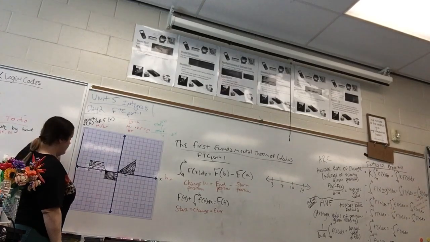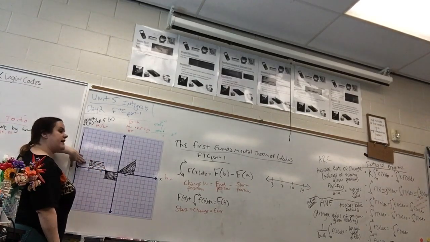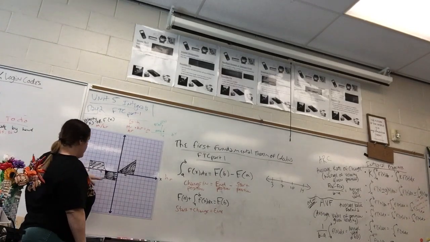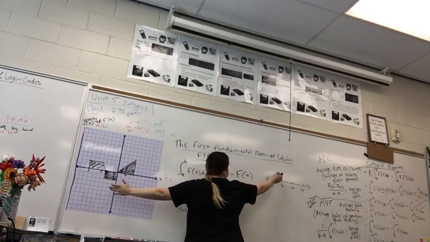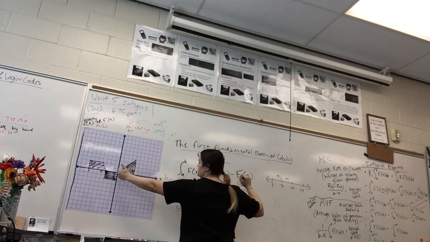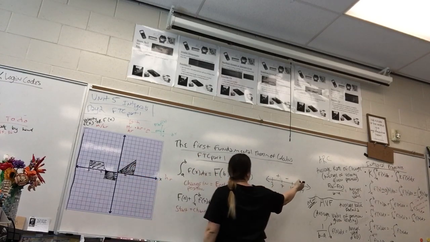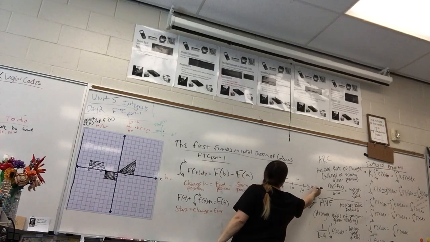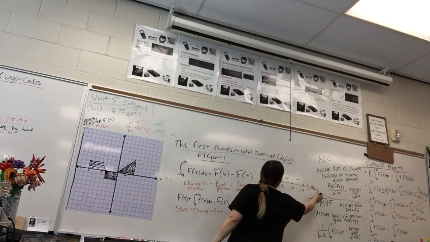Is my velocity between 3 and 7 positive or negative? Positive. Then between 7 and 10, it's negative. And between 10 and 14, it's positive. So here's my sign analysis chart for the velocity graph.